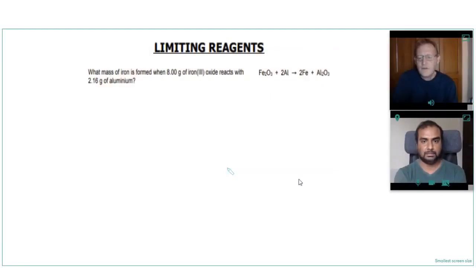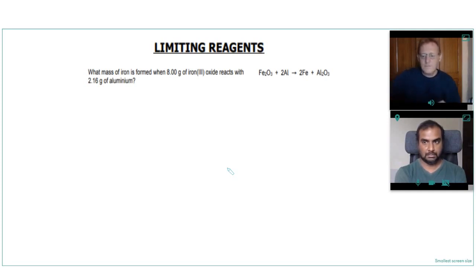Okay, so today we're going to have a look at limiting reagents, molar calculations where we need to work out what the limiting reagent is. So our question here is, what mass of iron is formed when 8 grams of iron 3 oxide reacts with 2.16 grams of aluminium?